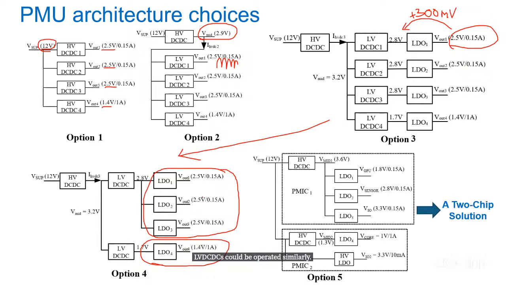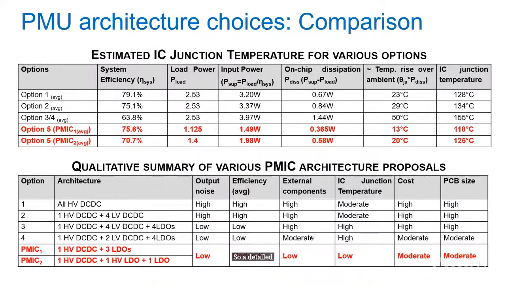Now, I will come back to option 5, where we split this into 2 chips. Instead of one single chip, we had to split it into 2 chips because we were not meeting the temperature requirements. While the architecture was optimal, we were not meeting the 105-degree junction temperature. And I'll show the math a little later. So we had to split this and put a 2-chip solution where the first chip gives me 3 LDOs with 1 DC-DC. The second chip gives us 1 LDO plus a DC-DC. So the detailed PMU choices are all here.